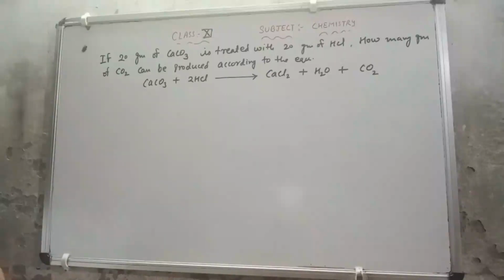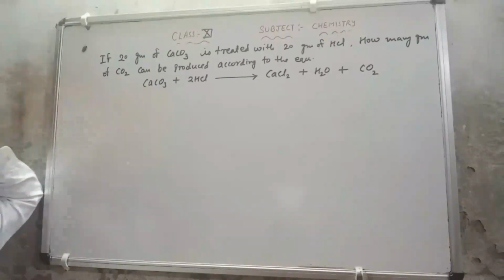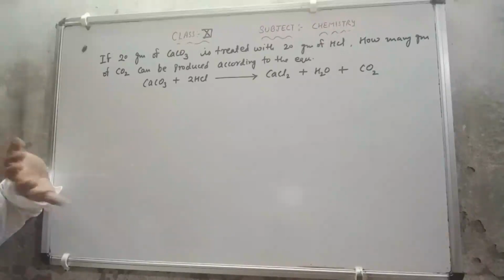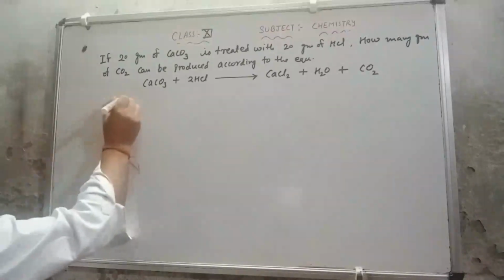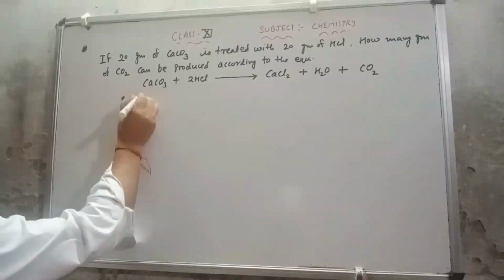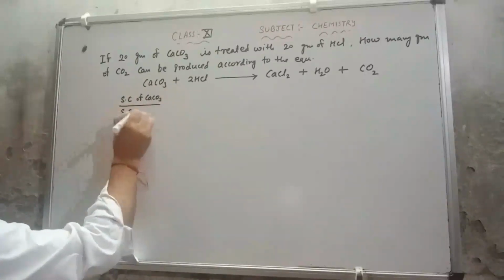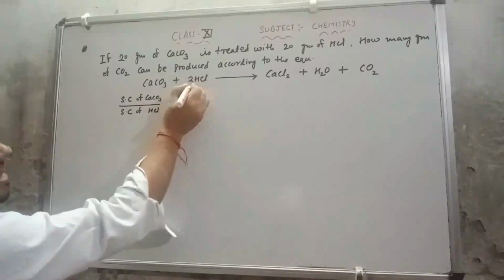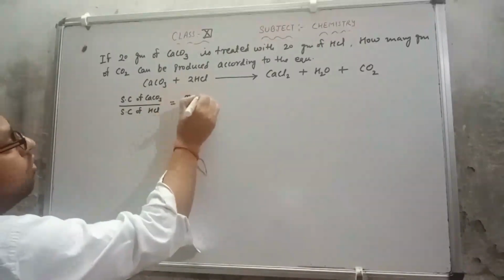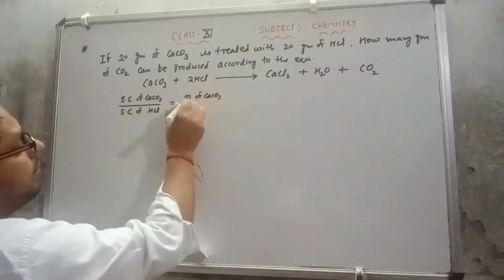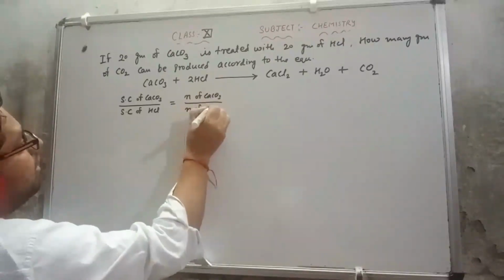Now here they are not asking about the limiting reagent, but until we find out which one is the limiting reagent, how can we solve it? So there is a need to find the limiting reagent first. Again, the trick I have told you to find the limiting reagent is: the stoichiometric coefficient of one reagent, calcium carbonate, upon the stoichiometric coefficient of HCl, the second reagent, compared with the number of moles of CaCO3 upon the number of moles of HCl.